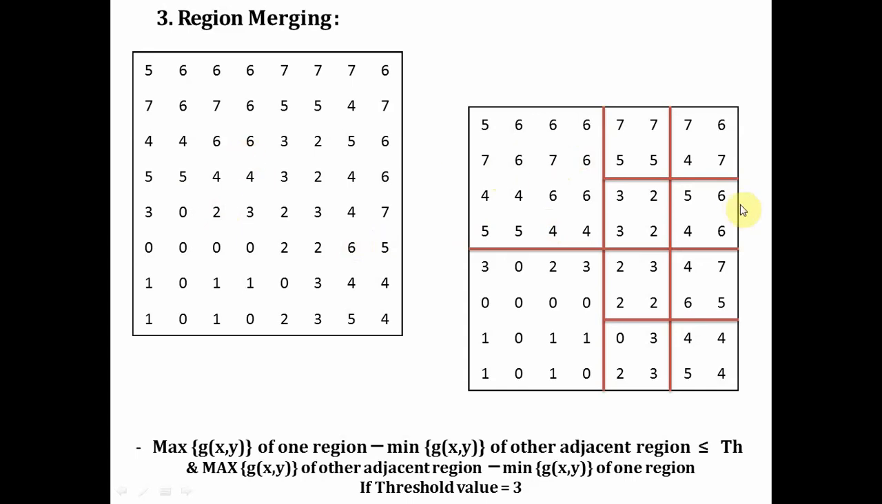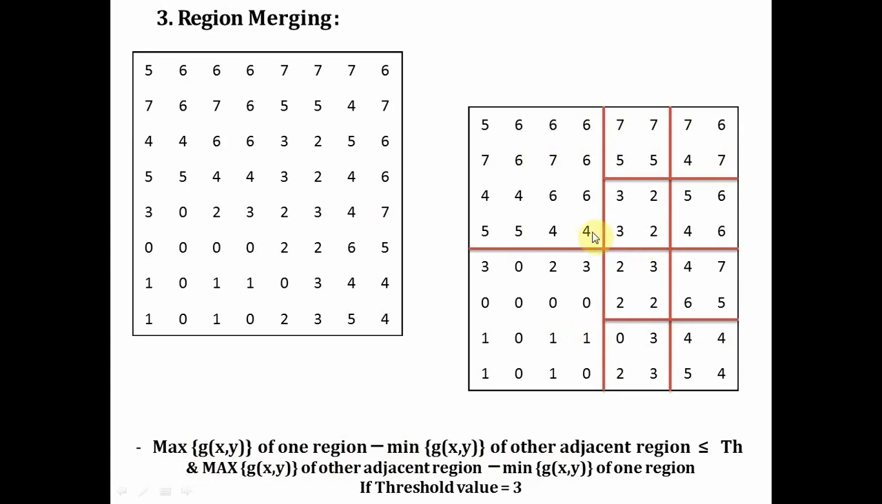Suppose you have the input image. In the examination you may get the split version of your input image, or if you have only the input image, they will ask you to split the region and then merge. Now suppose you have the input image like this. You need to satisfy the condition: maximum g of x,y of one region minus minimum g of x,y of the adjacent region. Suppose this is the region, and this is an adjacent region to this region. You cannot consider diagonally connected areas. You need to consider only the adjacent regions.